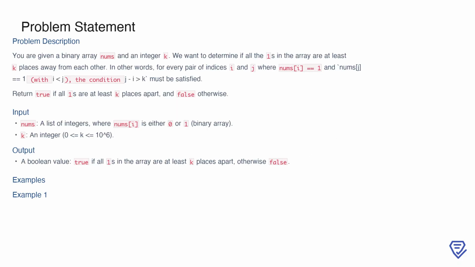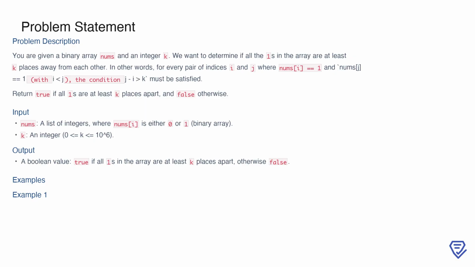The problem requires us to determine if all the 1's in a given binary array are at least k places apart. To elaborate, you'll be given an array, nums, containing only 0's and 1's, as well as an integer, k. We need to ensure that for any two indices i and j where there are 1's in the array, the distance between them, calculated as j - i, must be strictly greater than k. If this condition holds true for all such pairs of 1's, we return true, otherwise, we return false.